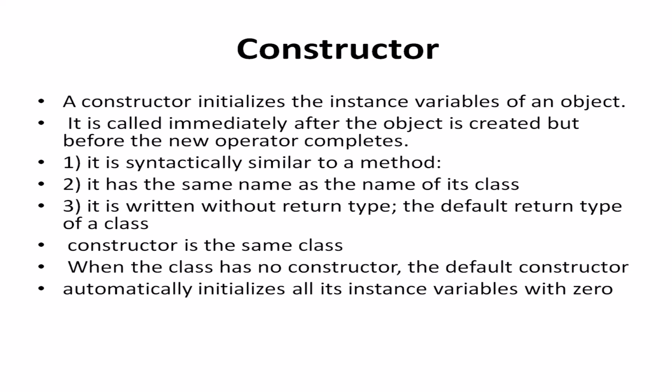Next, constructor. A constructor initializes the instance variables of an object. It is called immediately after the object is created, but before the new operator completes. It is syntactically similar to a method. It has the same name as the name of its class. It is written without a return type, since the default return type is the class itself. When a class has no constructor, a default constructor is used. It automatically initializes all its instance variables to 0.